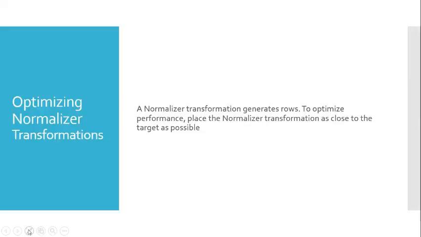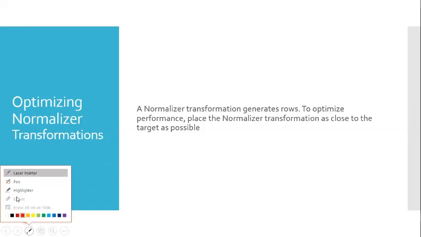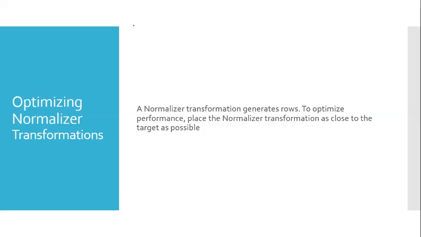So what is the normalizer? Normalizer is used when you want to transpose. Let's suppose your requirement is to convert vertical to horizontal, like A, B, C, D. I'm just giving a normal overview. If your requirement comes where you need the data in rows to column, in this case you need to use the normalizer transformation.